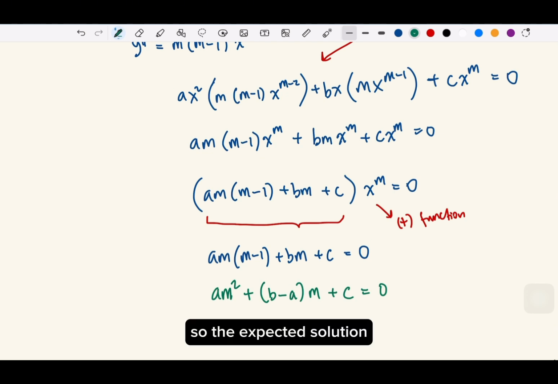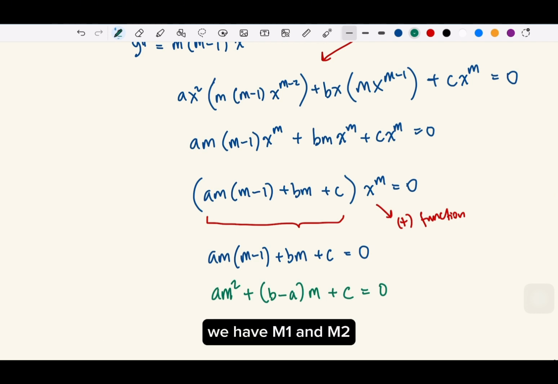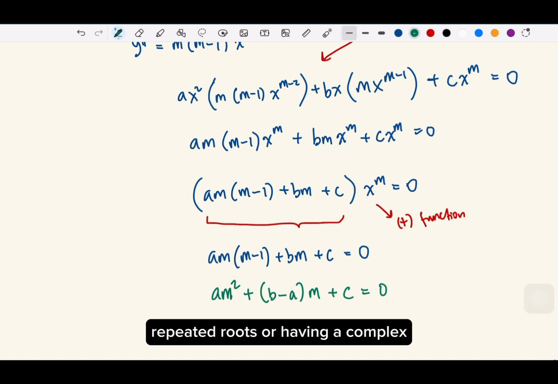So the expected solutions are, because it has a quadratic equation, we have two roots, m1 and m2. And again, it can be three cases. It can be distinct roots, repeated roots, or complex roots.